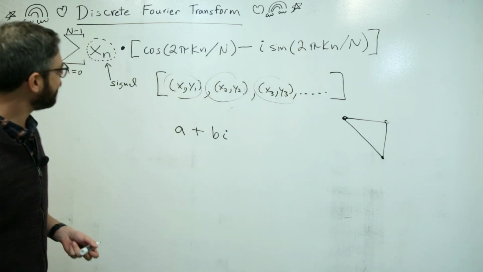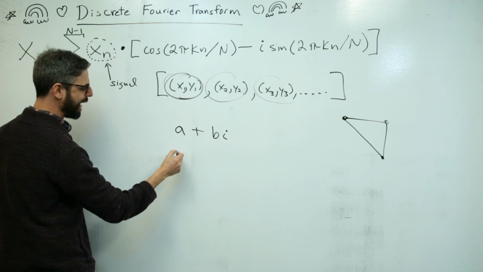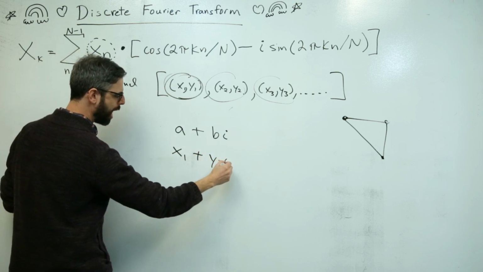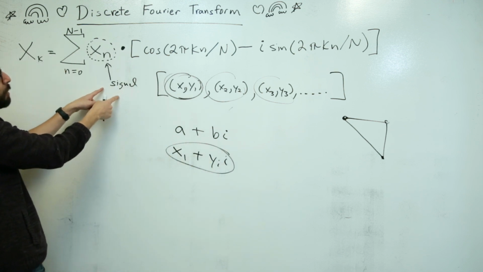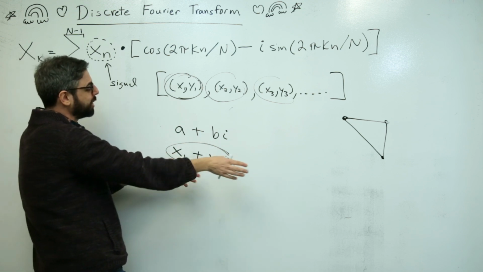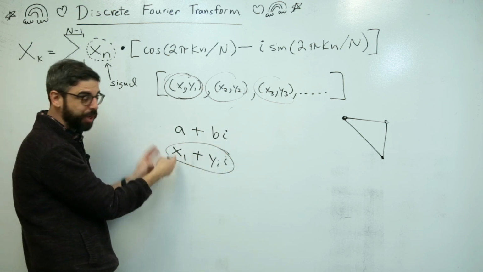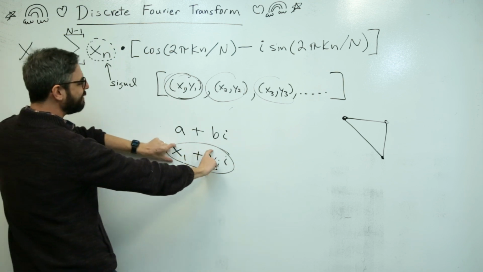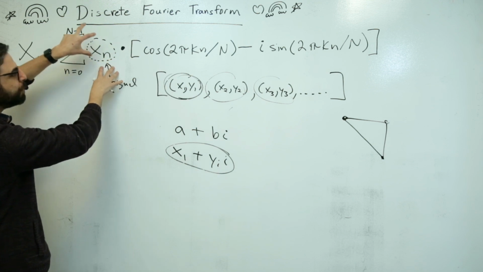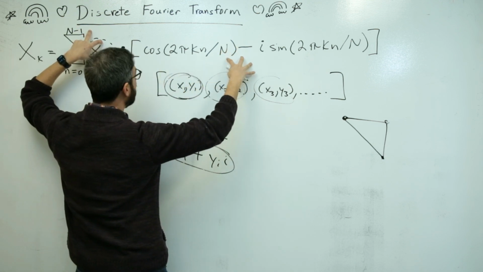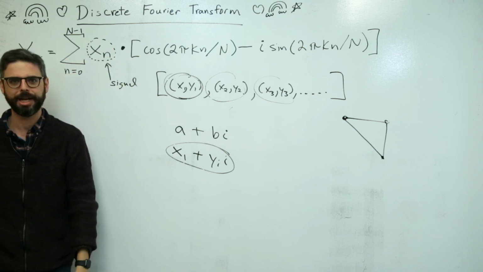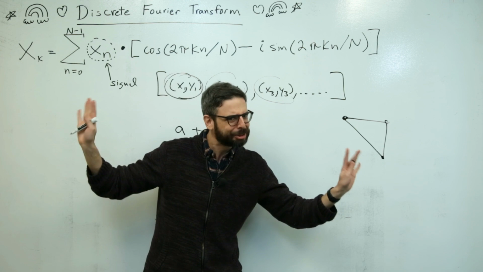But if I can treat any one of these points as a complex number, x1 plus y1 i, that's actually what I was doing before. I just was leaving out the imaginary component. I just had a whole bunch of x's and a whole bunch of y's always in the real component. So if I can actually have this signal be a list of complex numbers, then I just need to know, how do I multiply 2 complex numbers together? You got that? Sort of, maybe?